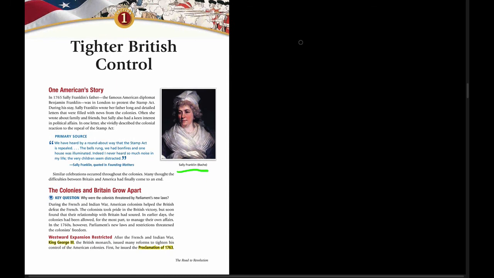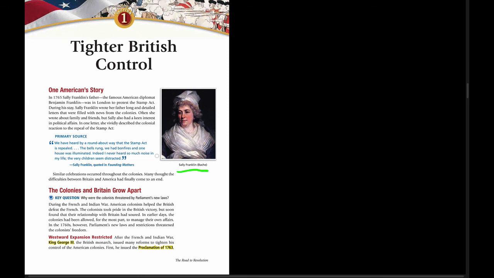Here we begin in Section 1, Tighter British Control. Here we have a portrait of Benjamin Franklin's daughter. It begins on One American Story. In 1765, Sally Franklin's father, the famous American diplomat Benjamin Franklin, was in London to protest the Stamp Act.